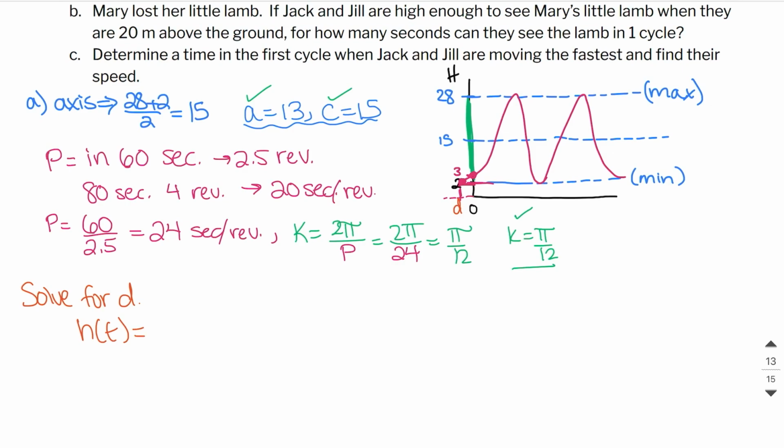So the height in terms of time is going to be equal to the A value here, which is 13. But because we're starting at the minimum, I'm going to say negative 13 times the cosine of, the K value here is pi over 12, times x minus whatever the D value is, which we don't know. And then I'm going to say plus 15.